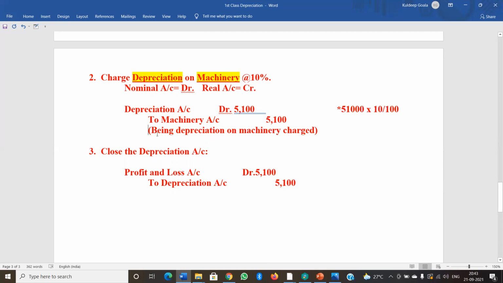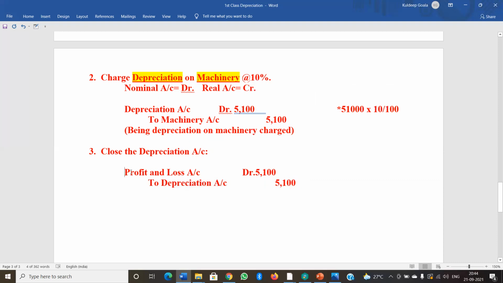Now coming to the next one. After you have charged the depreciation, what will you do? We can close the depreciation, right? How to close the depreciation? As I already told you, closing the depreciation means depreciation was showing a debit balance. So to close the debit, you have to credit it. So depreciation is credited, right? And where will this amount go? It will ultimately go to the profit and loss account.